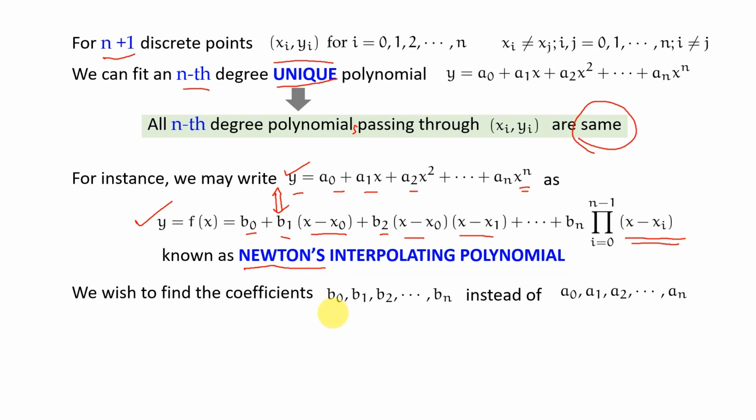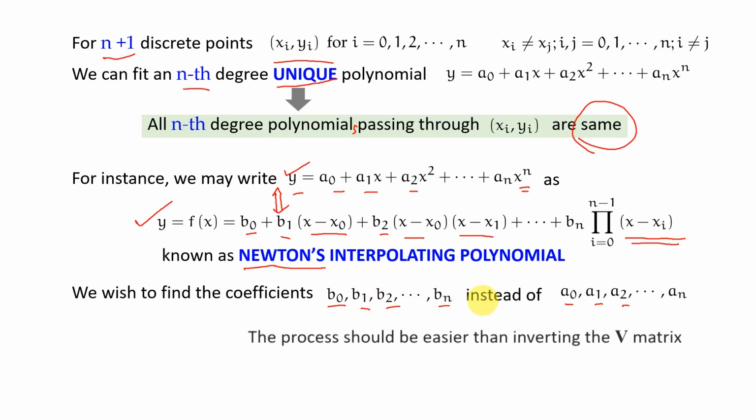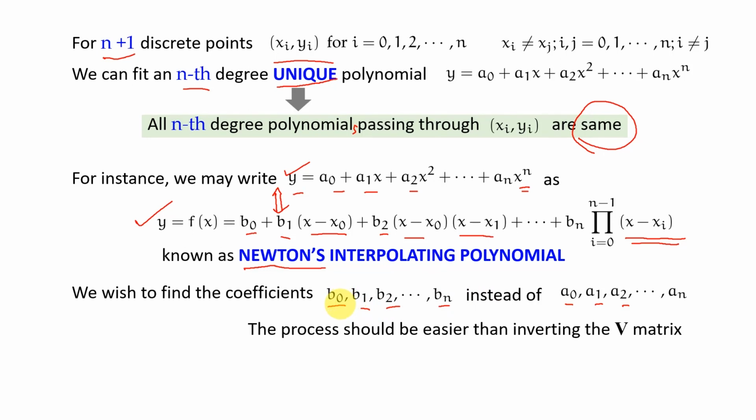Here, of course, our goal at the end is to find b0, b1, b2 up to bn, these n plus 1 coefficients. Earlier we were finding a0, a1, a2, but now we are interested in b0, b1, b2, all these coefficients. And we hope that the procedure for finding these bi's should be easier than finding the ai's. That means we don't have to invert the V matrix. So let us see how we are going to get these coefficients b.